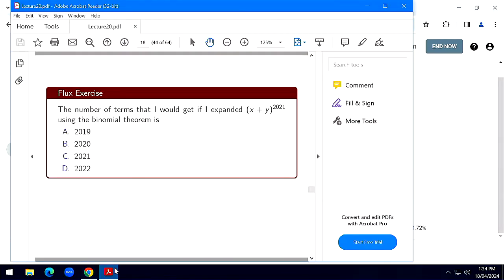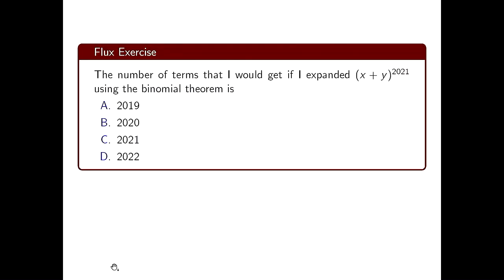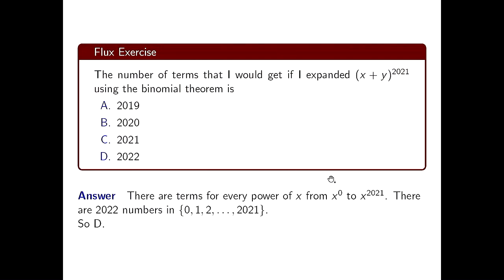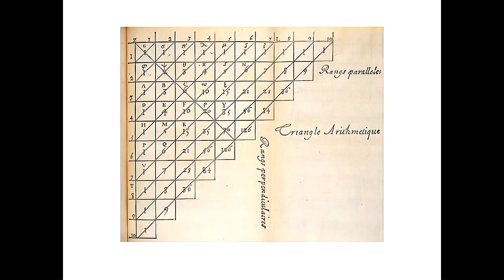Okay, good. So, excellent. We get one more than the power, because when you think about it, I'm going to get every power of x between x to the 0 and x to the 2021. Obviously, every power of y in the same backwards. And there's 2022 numbers in there. So D is our answer there. Good stuff. Okay, and this was actually Pascal's diagram, so we've finally gotten onto Pascal.